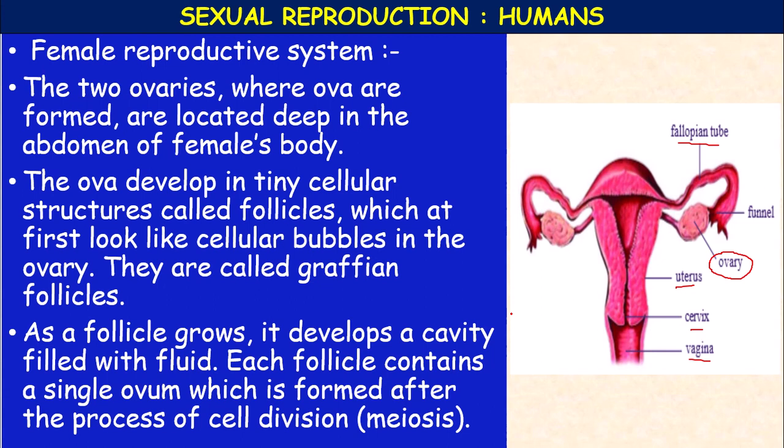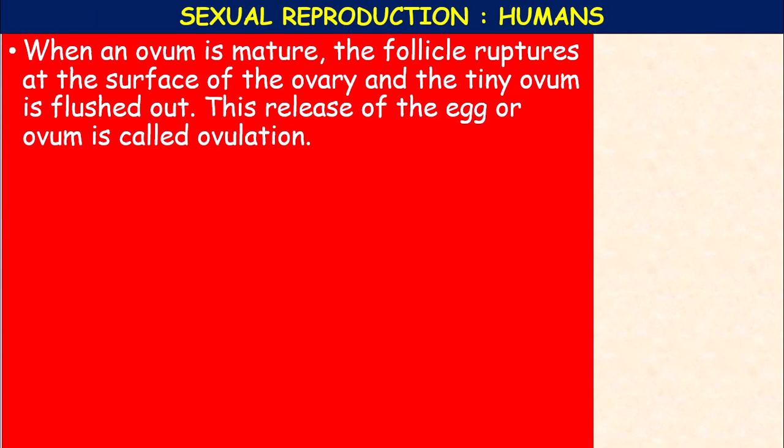The ovum is a rounded non-motile cell enclosed by two coats, that is the zona pellucida and the outer corona radiata. These two. Okay. When an ovum is mature, the follicle faces out.